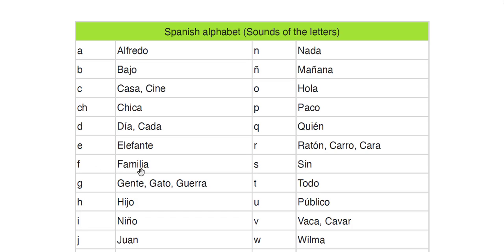F, familia. G, gente, gato, guerra. So the G gets the H sound if it has an E or an I after it. Otherwise it gets the hard G sound, gato. And if there's a U after it, then the U is silent, guerra.